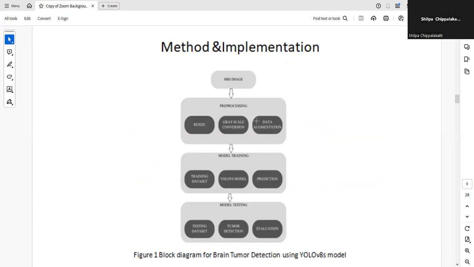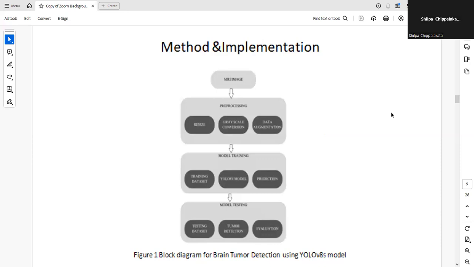So this Figure 1 shows the block diagram of brain tumor detection using the YOLO V8s model. The first block shows that we have collected a dataset from an open source dataset, and the MRI images are given as input to the model. The first stage in the model is the pre-processing stage, where we resize the image, grayscale conversion happens, and data augmentation is performed on it.